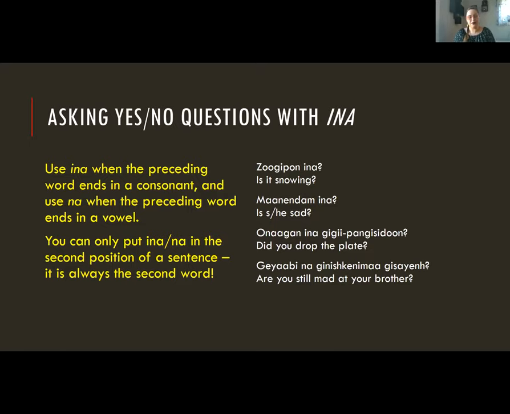Okay, so probably the easiest way to ask a question in the language is to use enough. And it's just a question prompt that's going to get you a yes or no answer. So you're going to use enough when the preceding word ends in a consonant, and then you would shorten it to na when the preceding word ends in a vowel. You can only put enough or na in the second position of the sentence. It always has to be the second word. It is very rare that it won't be the second word. I think I've heard it once and it was from a fluent speaker where it wasn't the second word. Okay, so stick with the rule and then look for the exceptions.